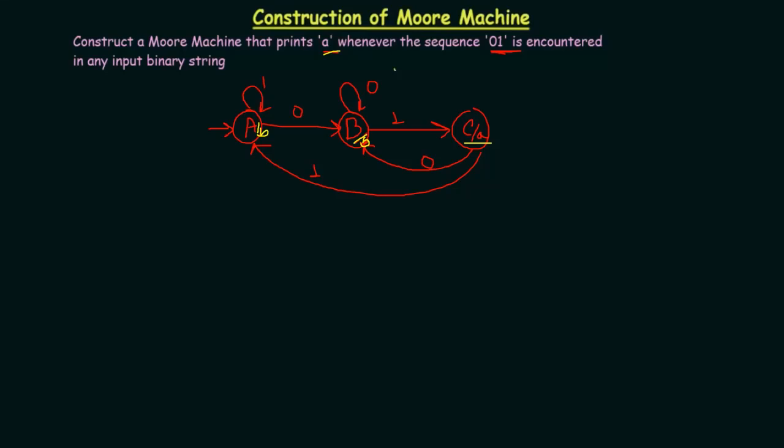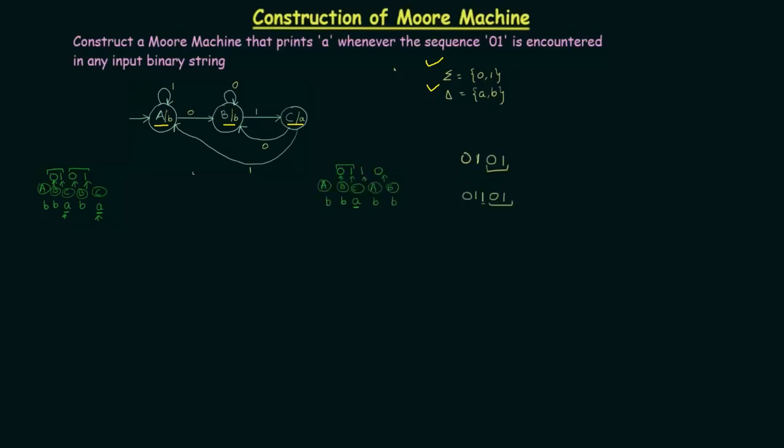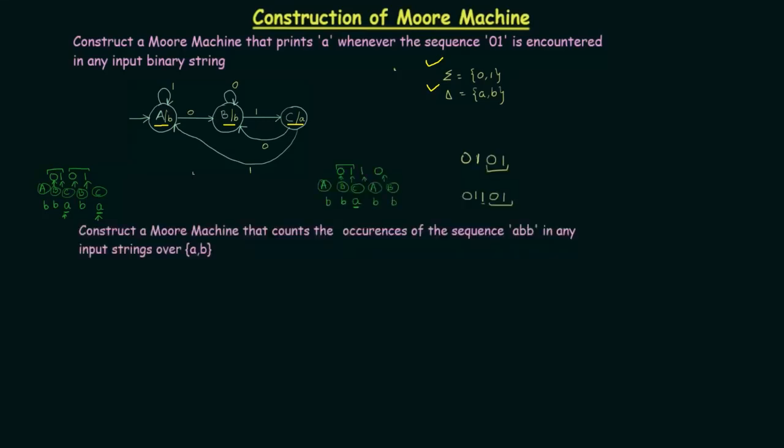So I hope that was clear to everyone. So let's just see the clearer picture over here. Okay, so you can verify like this. So always remember that this is your input alphabet, this is your output alphabet, and output alphabet only depends on the particular state, nothing else. Okay, so let's see the next example.